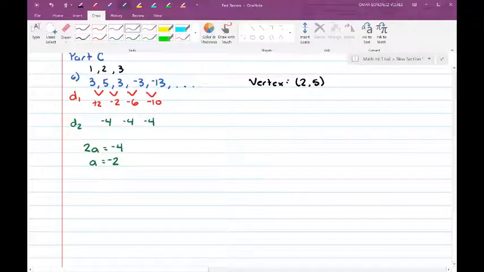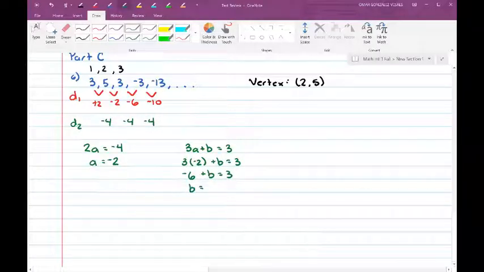Yeah? Okay, so now let's find out what b is. So that's going to be 3a plus b equals 3. So there's going to be 3 times negative 2 plus b equals 3. Negative 6 plus b equals 3. And that means that b is what? Did I do that? I did that wrong, didn't I? I did that wrong. It should be what? Should be 2, right? So what should b be? B is 8, right? Everybody okay with that?